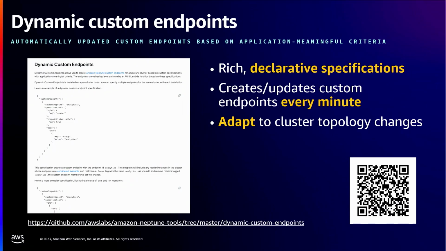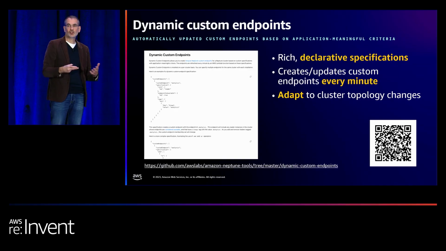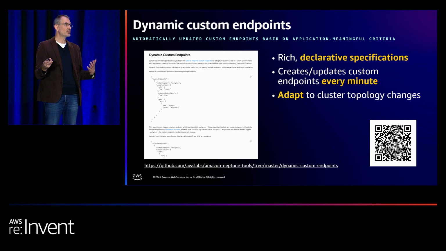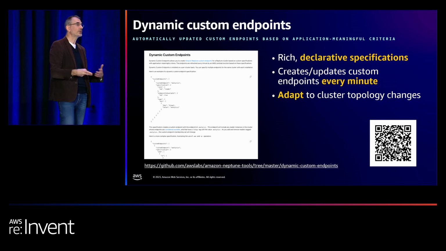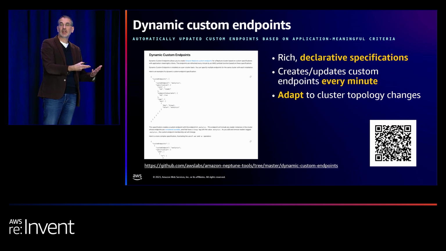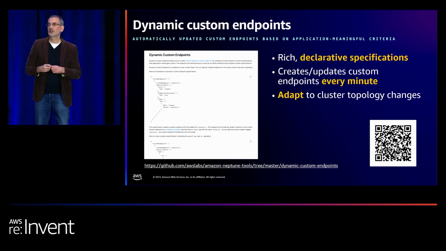So to address some of those issues, we've created a very simple little package called Dynamic Custom Endpoints. So it's using custom endpoints, but it's a CloudFormation template that will install a Lambda function and a scheduler in your account. And then it gives you the ability to create these very rich declarative specifications that allow you to describe your membership set. And every minute or so, this package, the Lambda function, will update the custom endpoints in your cluster.